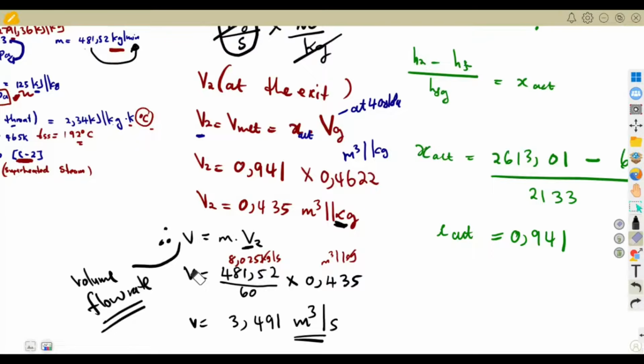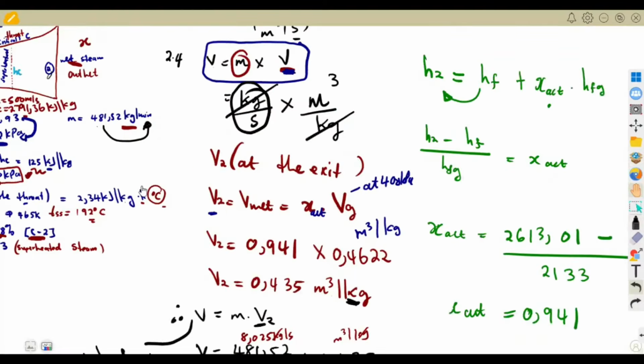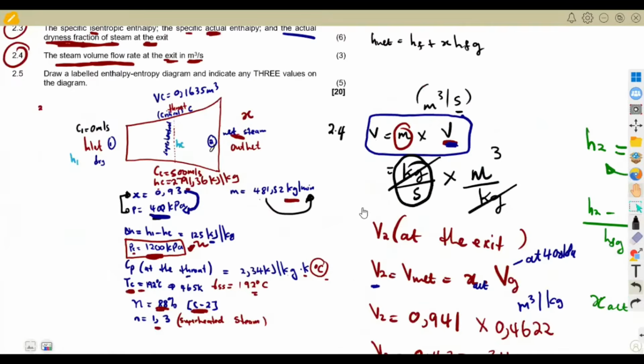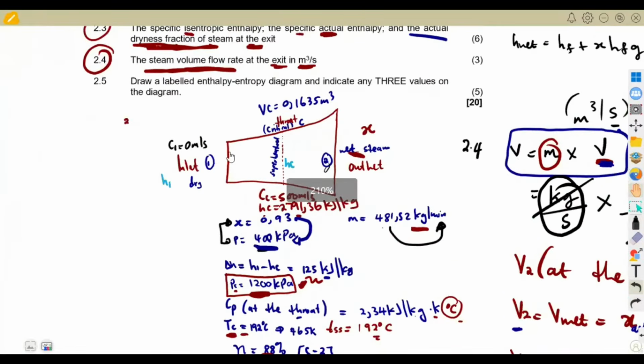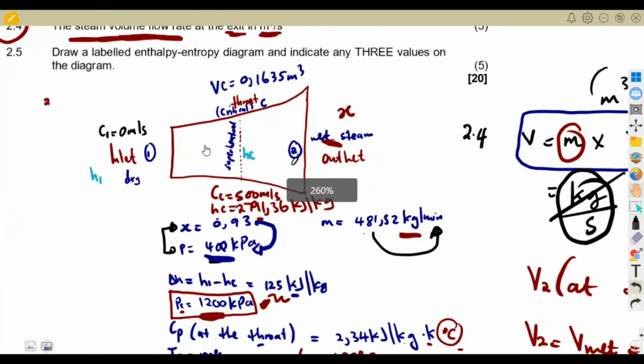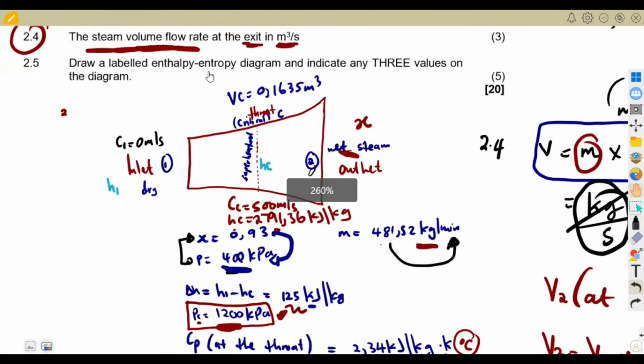So it means something, there's a part that has to be per second in order for our answer to be also per second. That is the idea there. All right. Then another question, they're asking us here to draw a labeled entropy diagram.